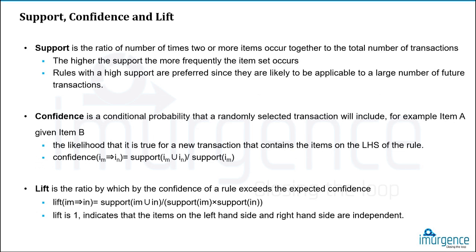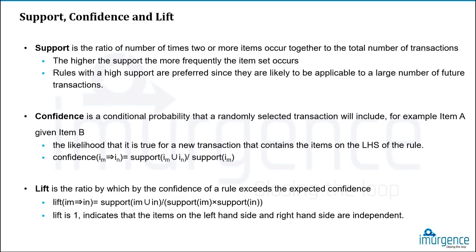So we have three things: support, confidence and lift. So what is support? Support is the ratio of the number of times two or more items are bought together out of the total number of transactions, right? So it's basically a simple probability: the number of times this combination has occurred together divided by the total number of observations. That is the support. Confidence, on the other hand, is a conditional probability which says that if something has happened, what is the probability that the other thing will happen? So if a person has bought tea powder and milk, what is the probability that he'll also buy coffee?